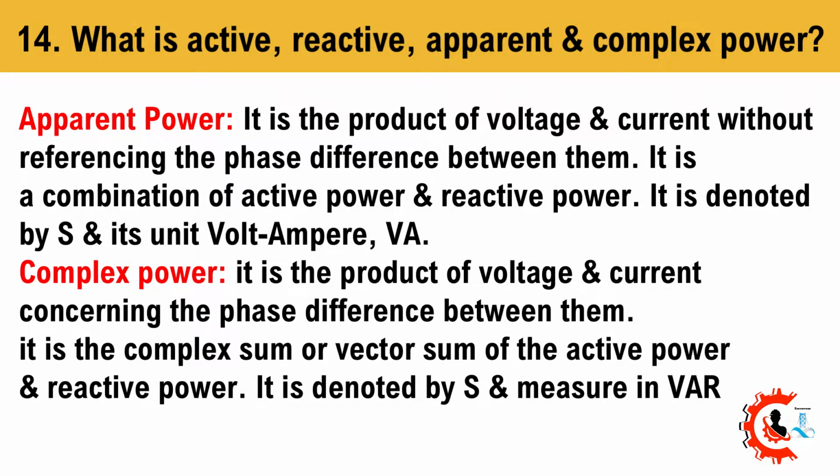Apparent power. It is the product of voltage and current without referencing the phase difference between them. It is a combination of active power and reactive power. It is denoted by S and its unit is volt-ampere. Complex power. It is the product of voltage and current concerning the phase difference between them. It is the complex sum or vector sum of the active power and reactive power. It is denoted by S and measured in volt-ampere reactive.